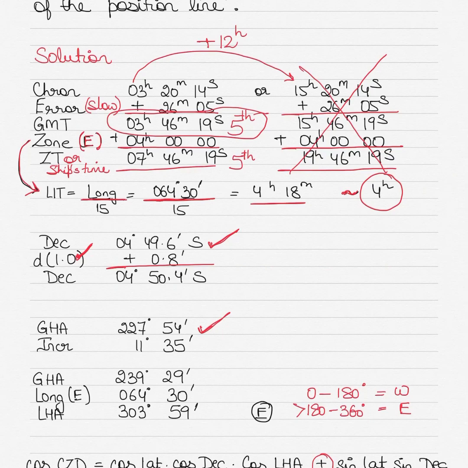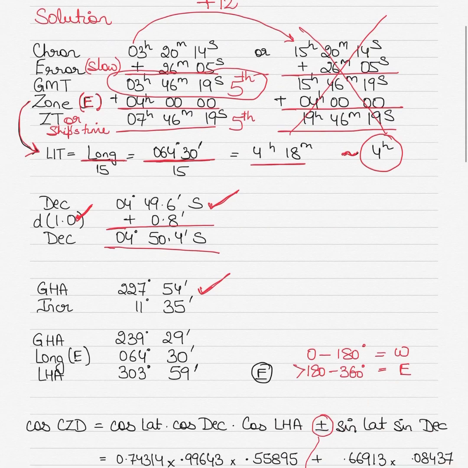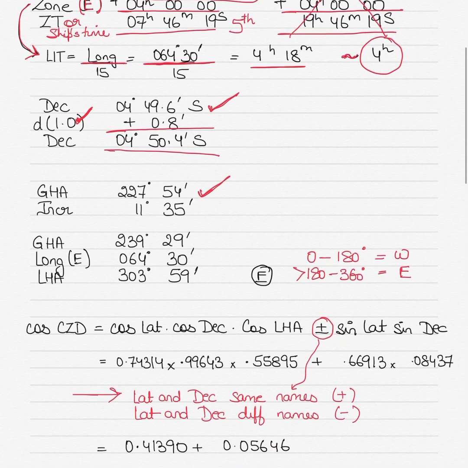Declination was increasing going from 3 hours to 4 hours, so it will be adding it. And then of course we have the GHA and we'll be adding the increment here. Increment is always added. Once you add it, you will get 239.29. Then you have longitude east given to you in the question. Whenever it's longitude east, GHA is least. That means you add longitude to it.